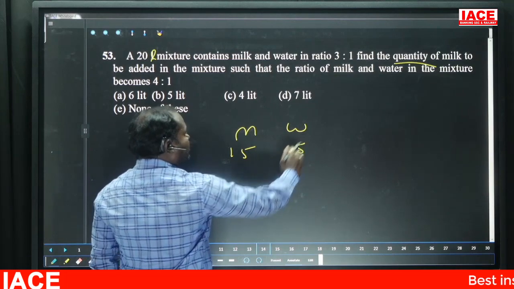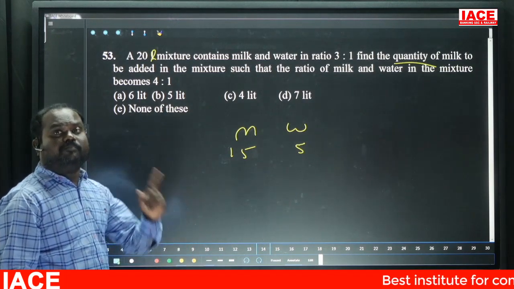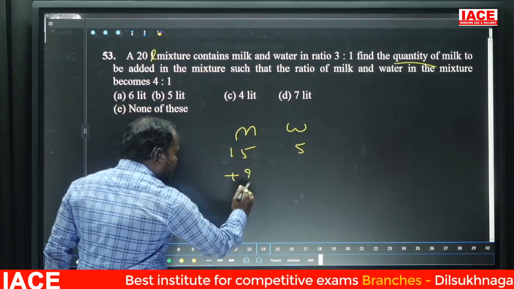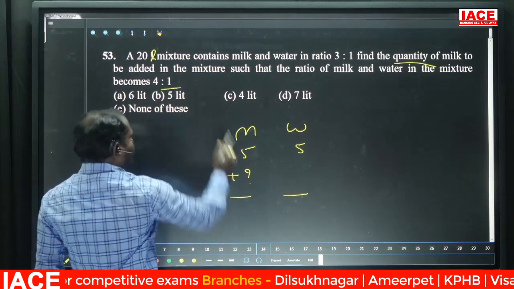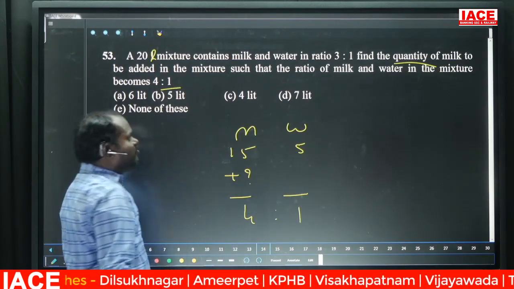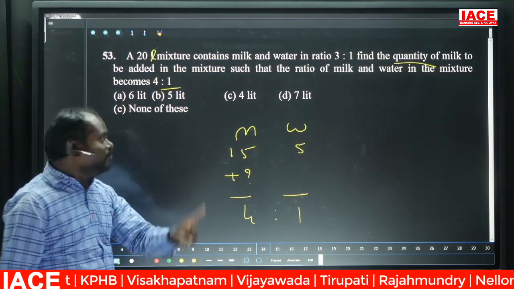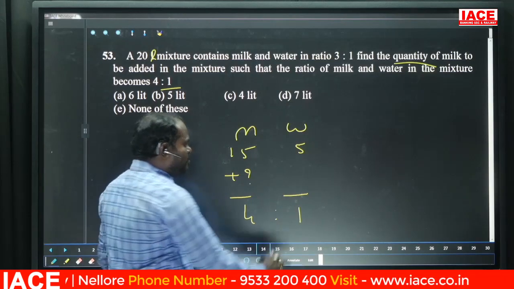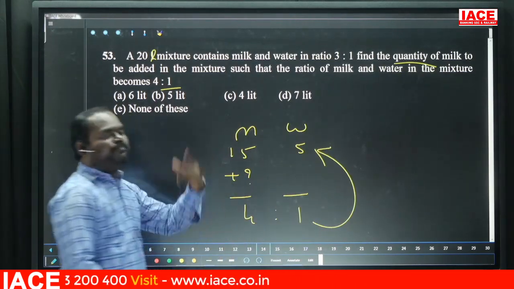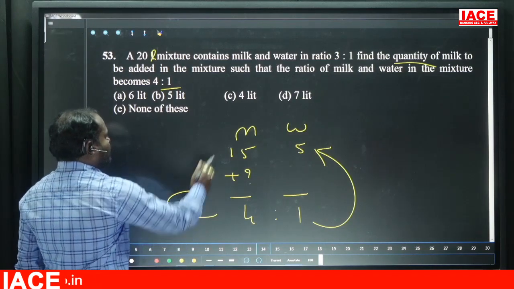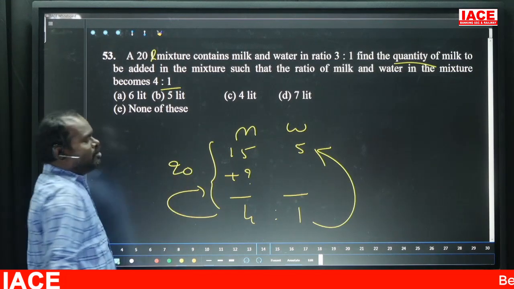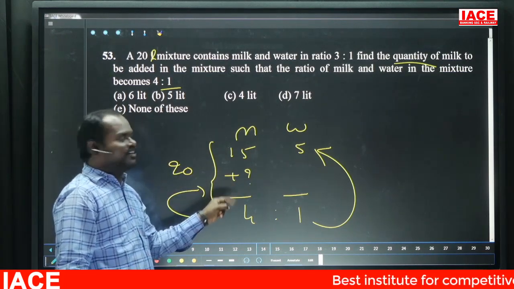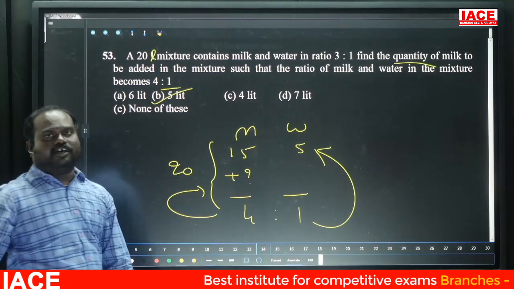The question asks how much milk is to be added to make the ratio 4 is to 1. That means water is not added, only milk is added. So it's simple logic: the water quantity is the same and does not change. That means one part equals 5 liters, and 4 parts will be 20 liters. Already we have 15, but we require 20, so we need to add 5 liters. That means option B. Right. Next.